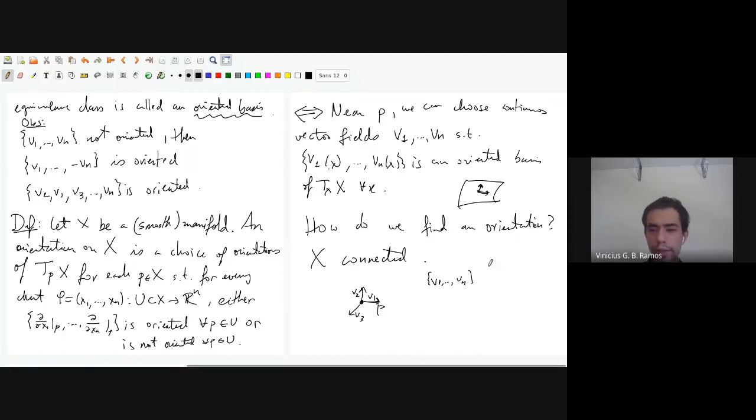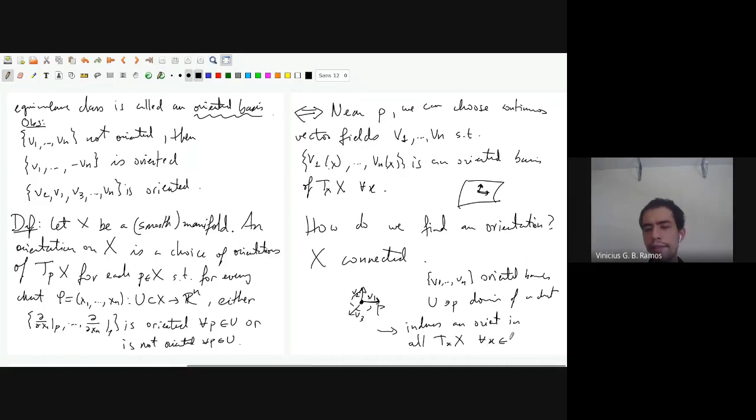So when you pick this oriented basis, now this is going to induce an orientation in all the tangent spaces sufficiently close to P. So if you take the domain of a chart U, this induces an orientation in all T_x X for every x in U.